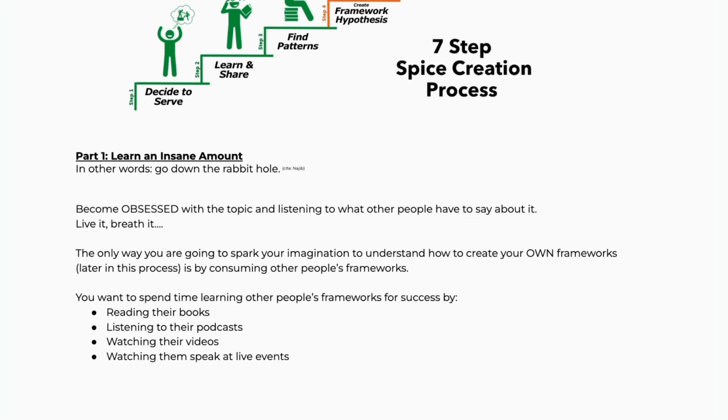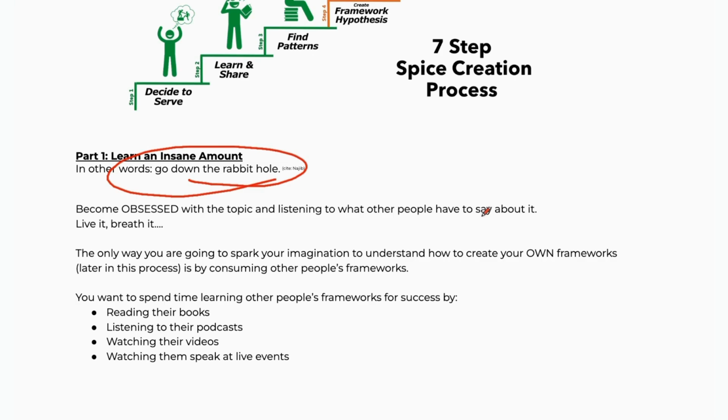So in other words, you're going to have to go down the rabbit hole. This was one of our students. We were explaining this concept, and he said, basically what you're saying is you want us to go down the rabbit hole? Yes, exactly. Go down the rabbit hole of the topic that you want to become an expert in, right? You want to become obsessed with the topic. You want to listen to what other people are saying about the topic. You want to live it.